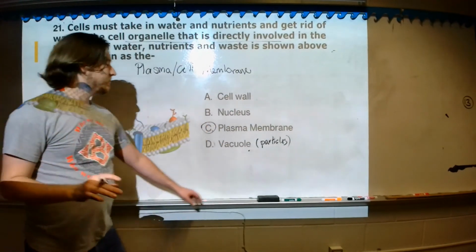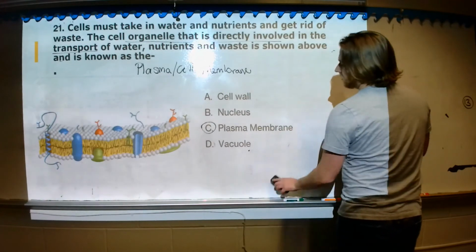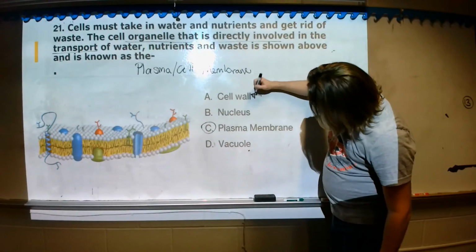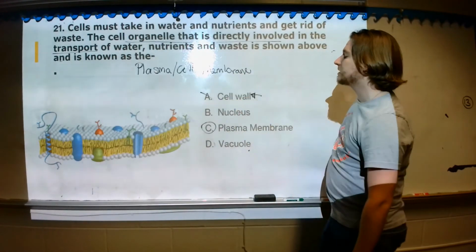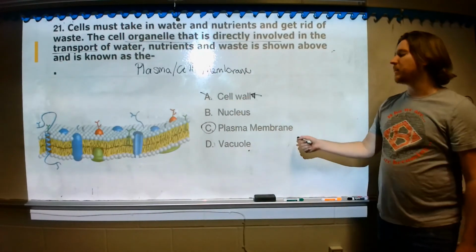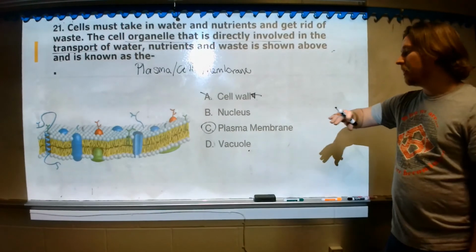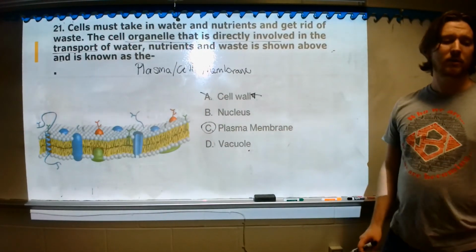Now, don't be the person that gets tripped up on the cell wall. The cell wall is not the main one that does this. Every cell has a plasma membrane, so it is always the last line of defense of letting things in and out of the cell. You're always going to go with the plasma membrane on this question.